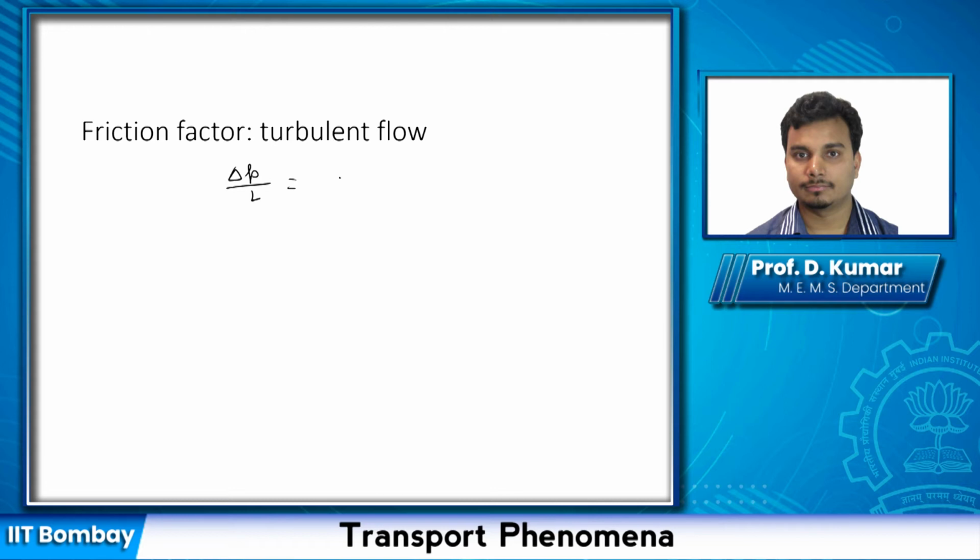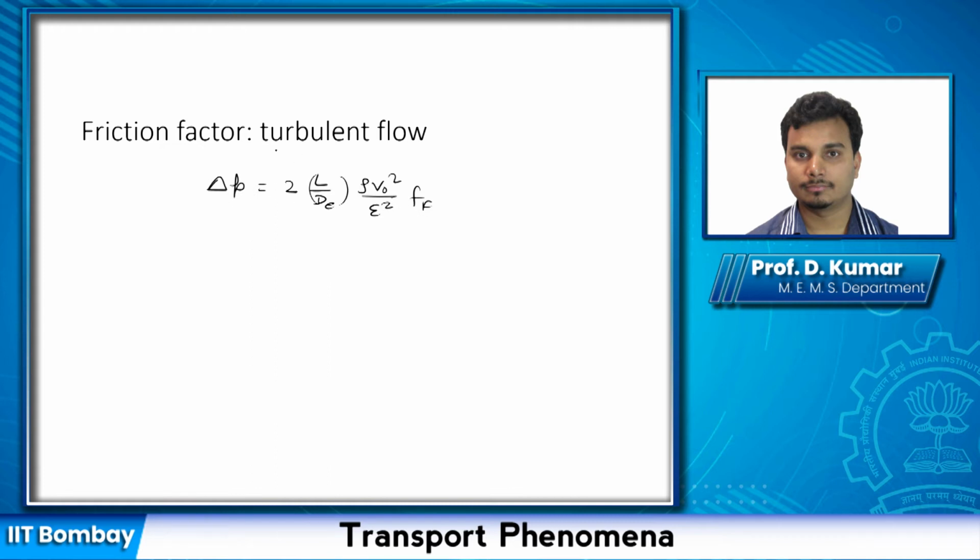So delta P by L was what? Let's write it the other way, that will make it easier. Okay, so we know delta P is 2L by D rho V square, where you can then write 1 by epsilon square times friction factor. We can write this. Okay, so this is how friction factor and delta P are related.